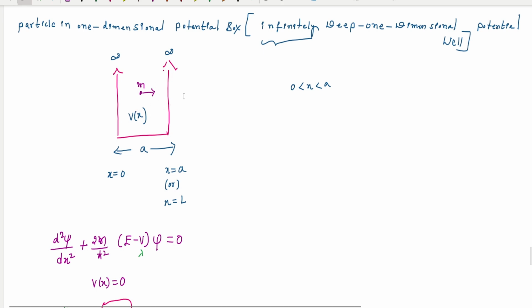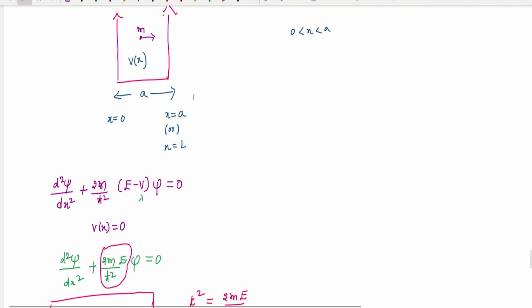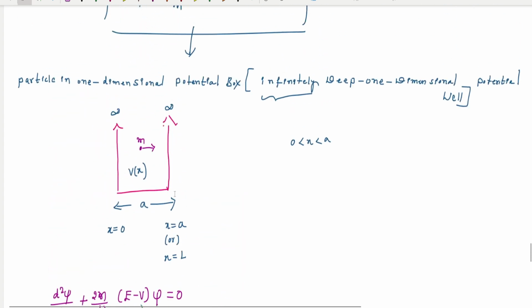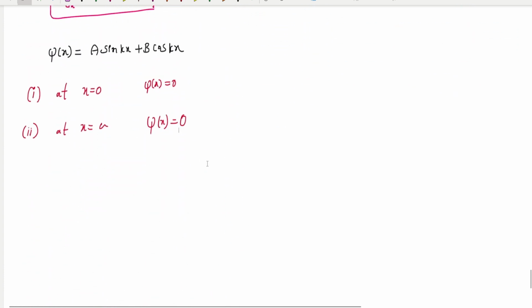There is no wave function outside the box, which is why I am considering the wave function psi equal to 0 at the boundary conditions. That is why I'm giving wave function equal to 0 at the two boundary conditions, right? Now you can apply these boundary conditions to this equation, the solution of the second order equation. Then you can get some information.